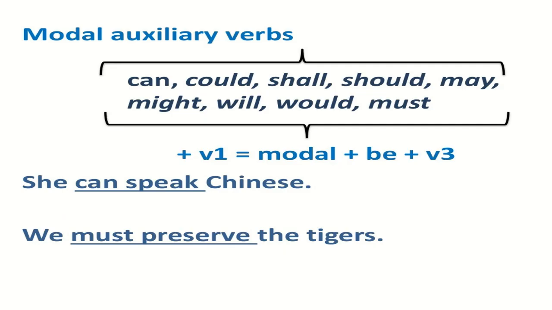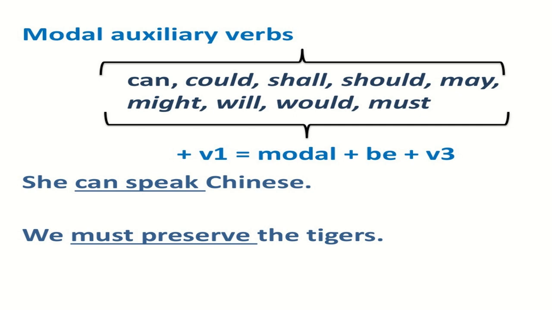Okay. Modal auxiliary verbs in passives. We know that modal auxiliary verbs are like can, could, shall, should, may, might, will, would, must, has to, have to, and so on. Okay? So, she can speak Chinese. If I want to change this one to passive, I have to change the order. So Chinese is the object of the sentence.